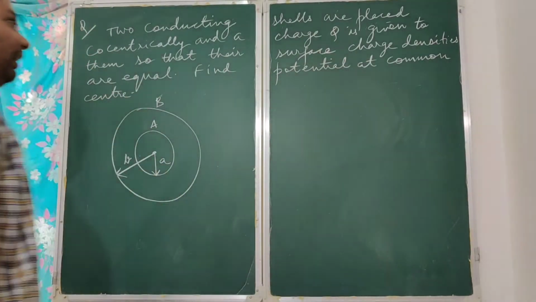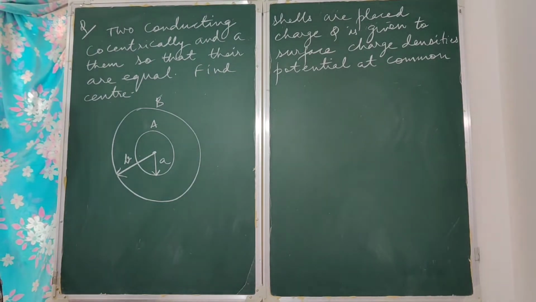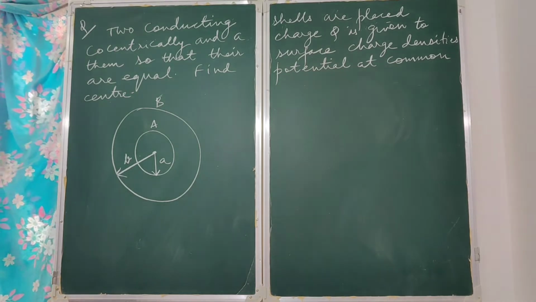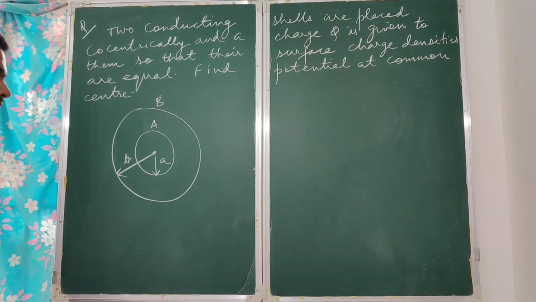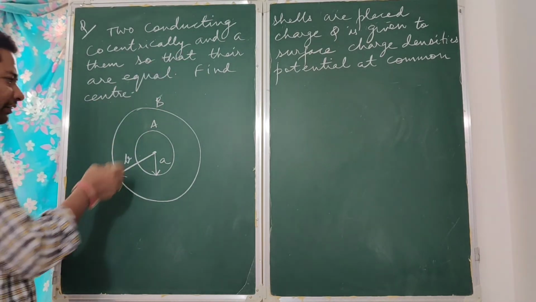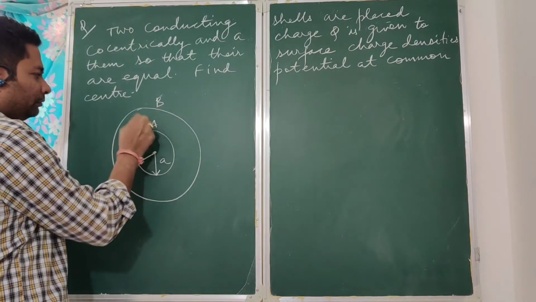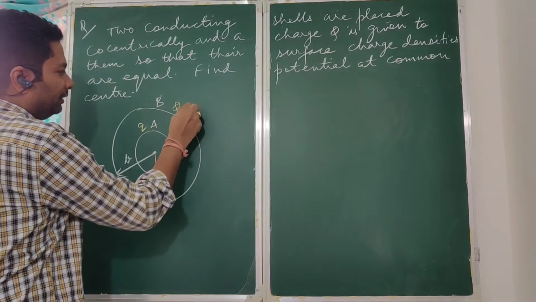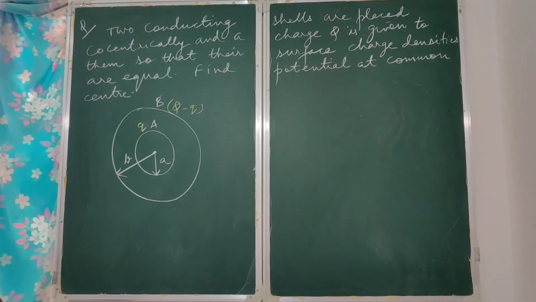Let's see this question. Two conducting shells are placed concentrically and a charge capital Q is given to them so that their surface charge densities are equal. Find potential at common center. So now this charge Q has to be distributed. Let us say on the inner surface you are giving a charge of small q, and to the outer shell you are giving charge capital Q minus small q. Surface charge density is the same.